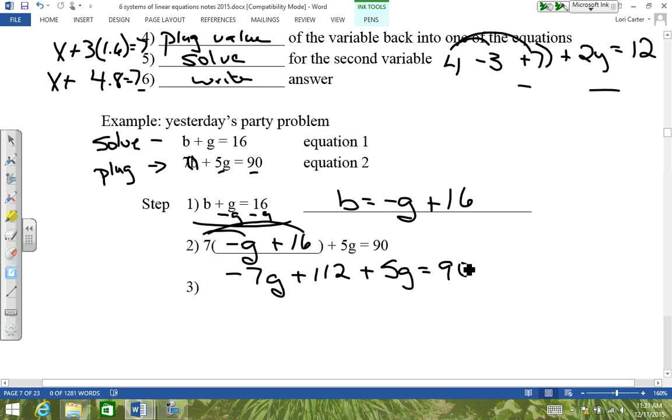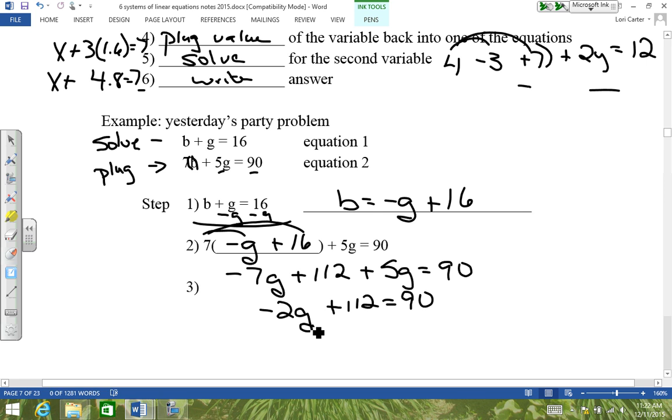Next step, add the G's together. What do we get? Negative 2G, because negative 7 plus 5 is negative 2. And you have to subtract the 112. Is everybody all right? You guys are going way too fast.